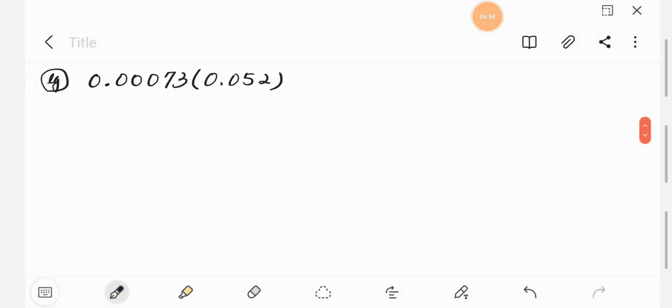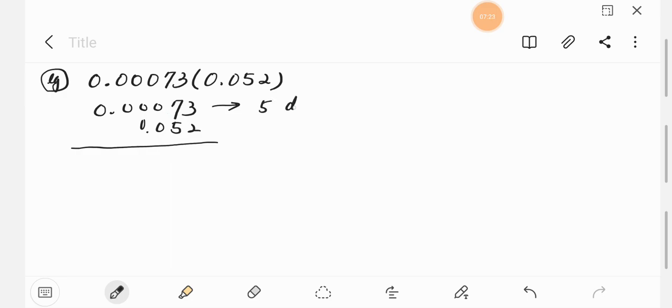Okay, now let's multiply these two decimals. So write it vertically, and this will be 0.052. So align it correctly. All right. And then how many decimal places does the first number have? 1, 2, 3, 4, 5. There are 5 decimal places. So write it down so that you don't forget to put the decimal point. And the second number has 3 decimal places.